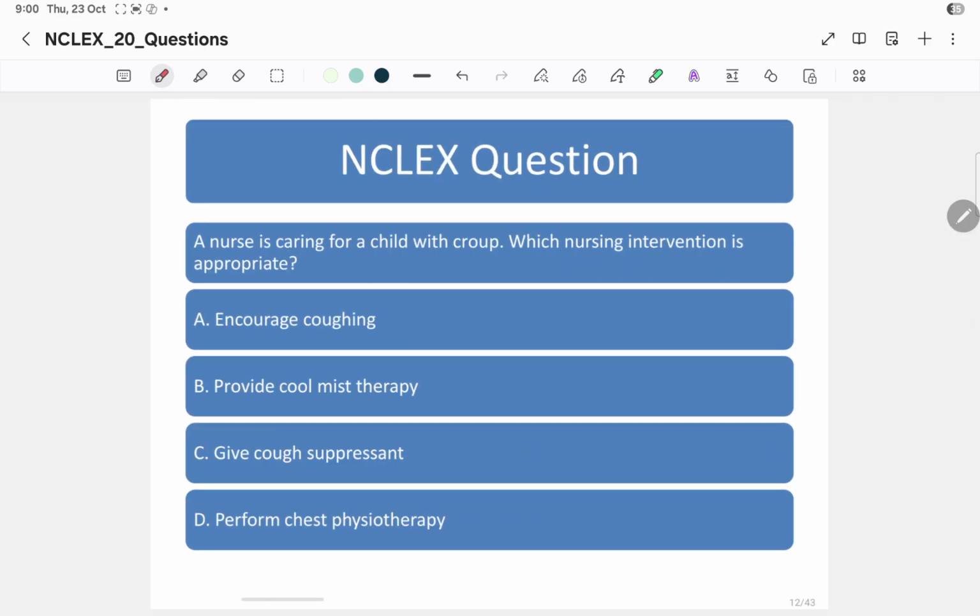Next, a nurse is caring for a child with croup. Which nursing intervention is appropriate? A. Encouraging coughing. B. Providing cool mist therapy. C. Give cough suppressant. D. Perform chest physiotherapy.